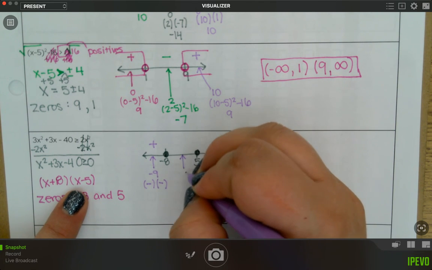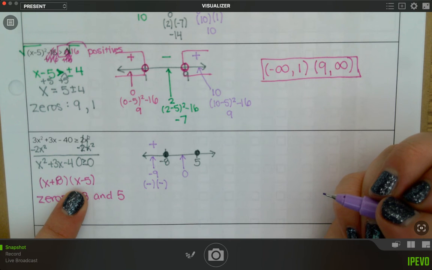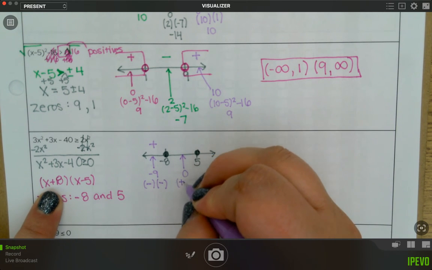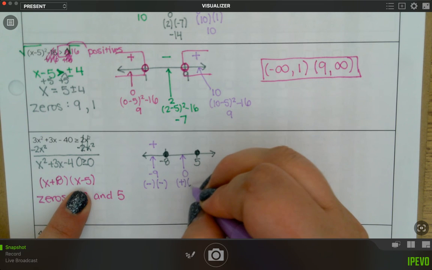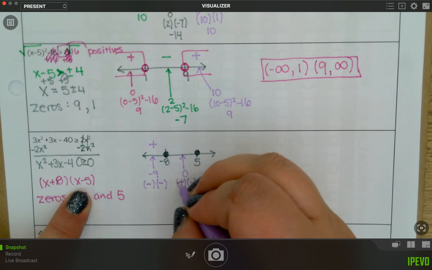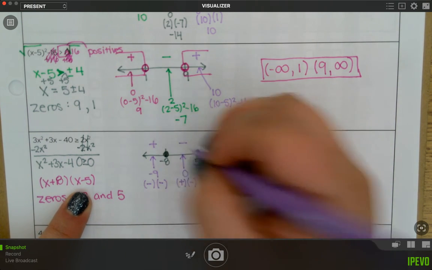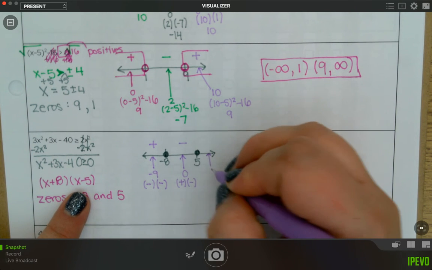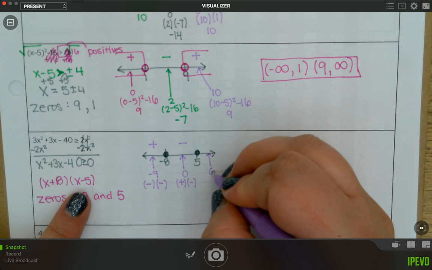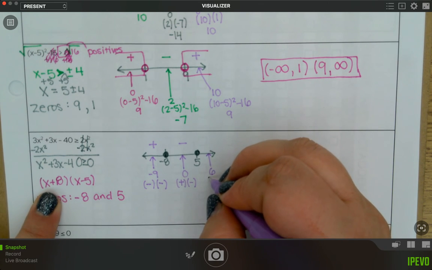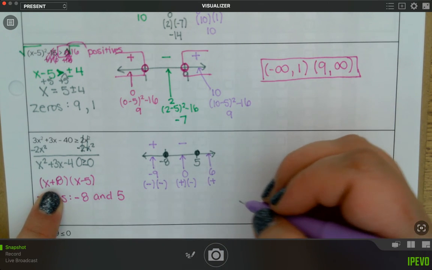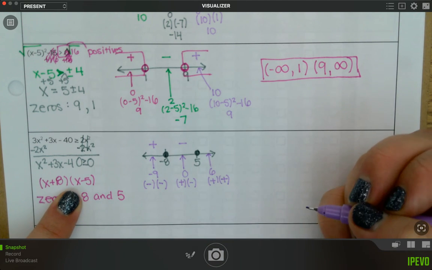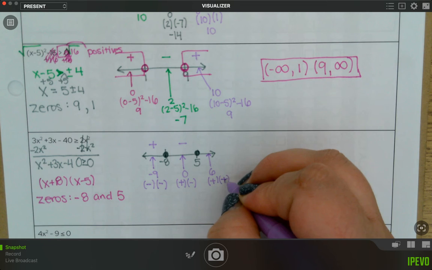And then I'm going to plug in 0. So that's between negative 8 and 5. 0 plus 8 is positive 8. 0 minus 5 is negative 5. A positive times a negative is a negative. And lastly, something bigger than 5 is 6. 6 plus 8 is 14. That's positive. 6 minus 5 is 1. That's positive. And a positive times a positive is a positive.